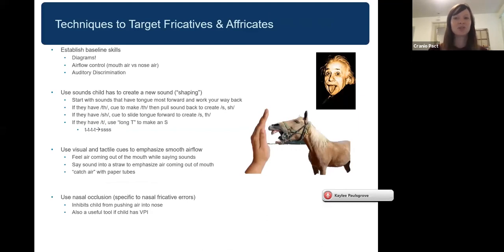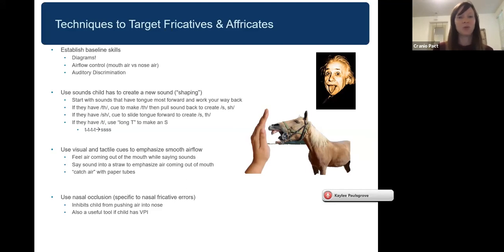A lot of the same strategies that we talked about with the stop sounds apply to these fricatives and affricates. You first want to start with your baseline skills, having diagrams, teaching the patient what mouth air and nose air is, and training their ears to hear the sounds correctly. I also use a lot of shaping, meaning I use whatever sounds they have and I will shape them into whatever sounds they don't have. So I'll often have the child put their tongue out and work my way back. So I'll start with the TH sound and then we'll slowly work our way back to the other sounds.